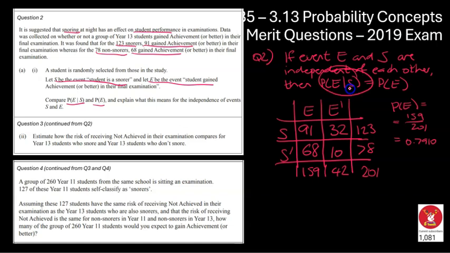I now need to do the same calculation. I need to find the probability of E given S. So let's figure that out down the side here. Probability of E given S. The S people, the snorers, that's 123. That's going to be my denominator. And of these 123, how many of them passed their exam? That's going to be the 91 up here. So we've got 91. I'm now going to convert that to a decimal, and that's going to be 0.7398, again rounded to 4dp.